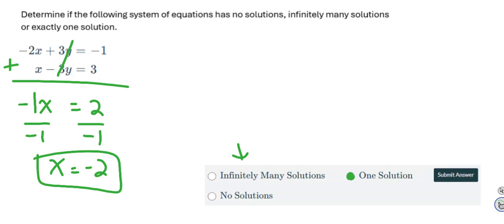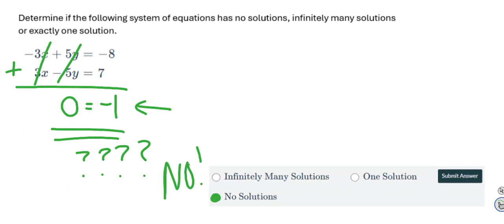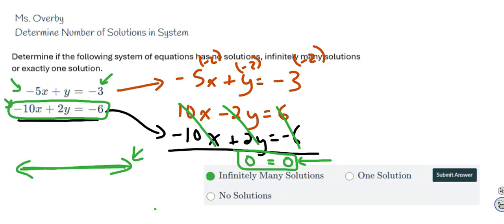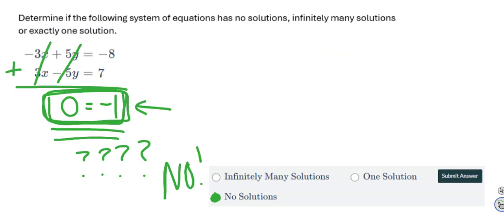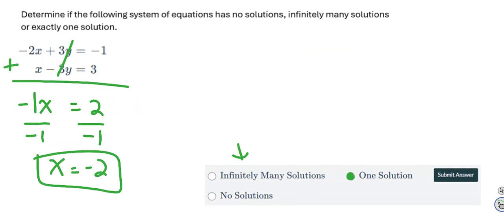So once again, the new thing was, if your x's and y's go away and you end up with a statement, right? It's either going to be a true statement or not. We say, is this a true statement? No, it's no solution. Here, all x's and y's went away, but our statement was true, which means infinitely many solutions. There's an infinite amount of points that are on both of these lines that work out, right? That's what it means, infinitely many solutions. And then when you solve and you get an answer, that means that there's one solution.